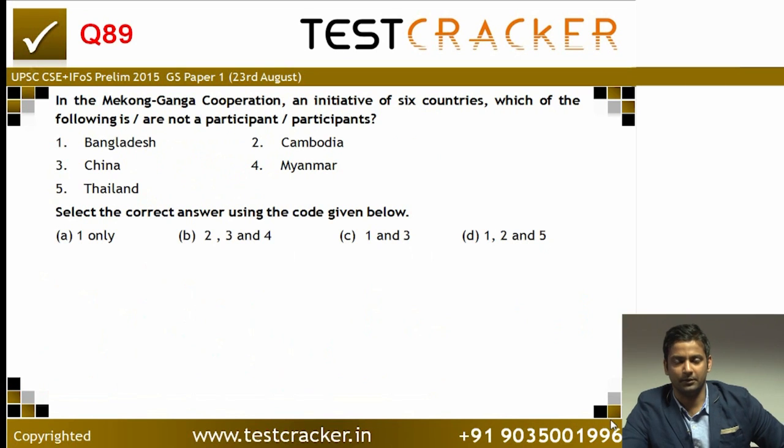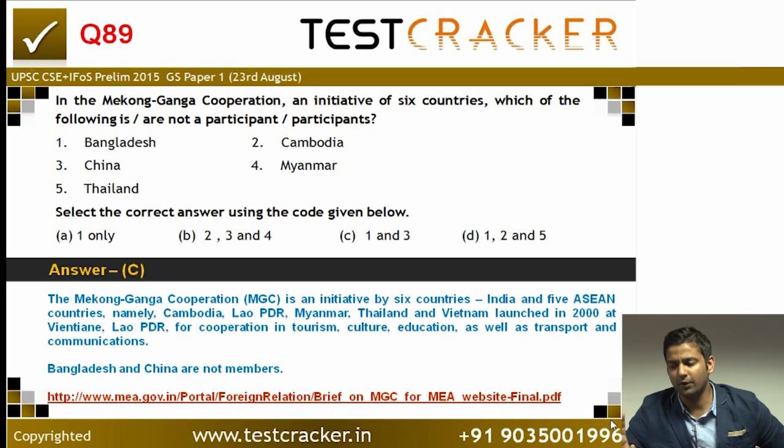Mekong Ganga cooperation. Standard question. I think you should know about all these international organizations of which India is a part of. India is a part of Mekong Ganga cooperation. Who are the other members? Right? Who are the other members? You can remember easily: Cambodia, Laos, CLTV. Cambodia, Laos, Thailand, Vietnam, and Myanmar, along with India. These are the members of the CLTVM, along with India are the members of Mekong Ganga cooperation.